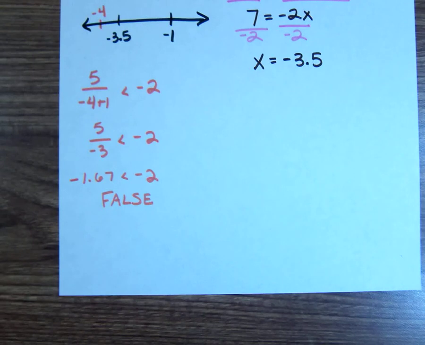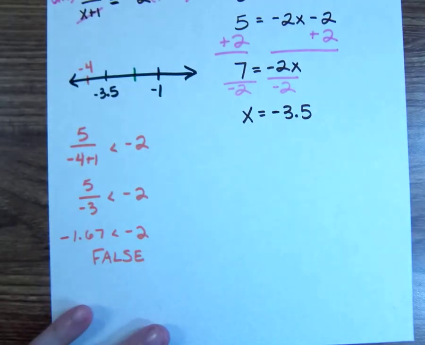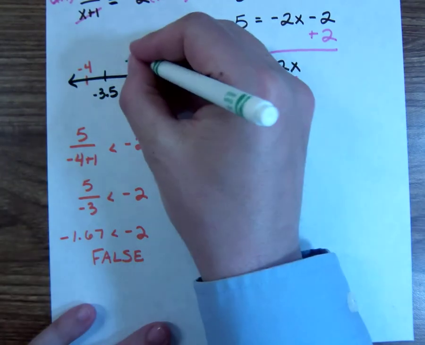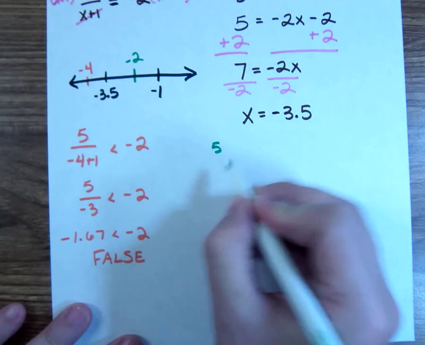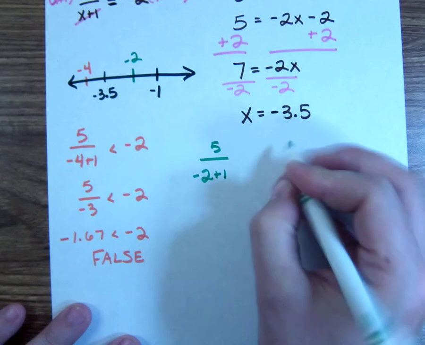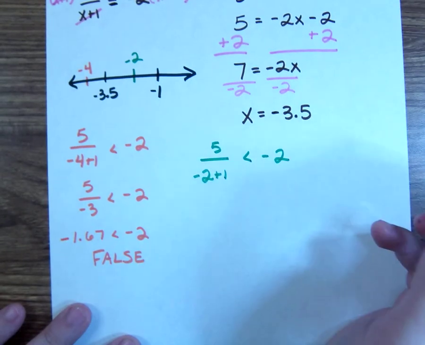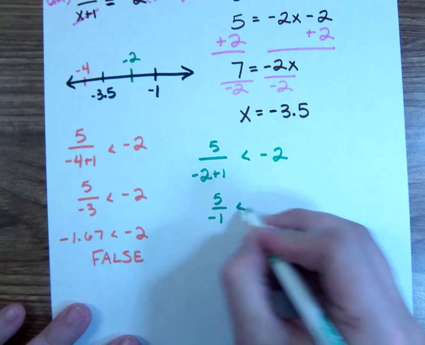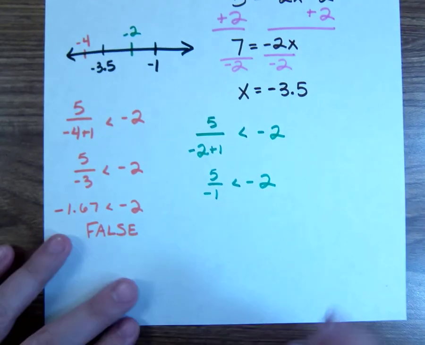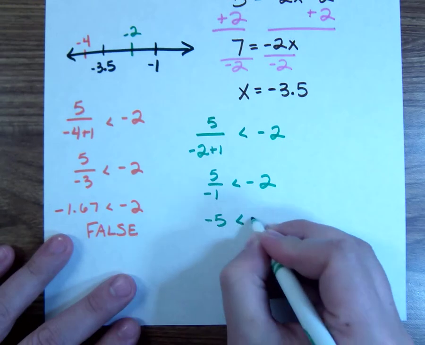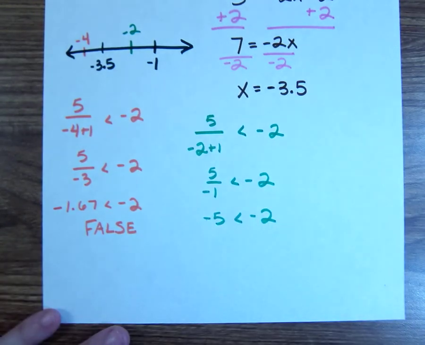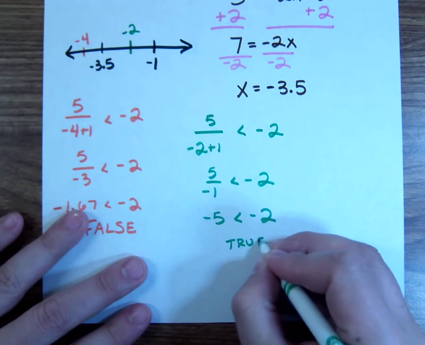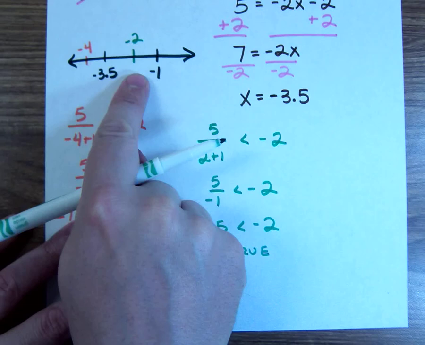Good. All right. Let's pick one in between negative 3.5 and negative 1. How about negative 2? That sounds good. So we'll do 5 over negative 2 plus 1 is less than negative 2. So that's 5 over negative 1 less than negative 2. And 5 divided by negative 1 is negative 5. That's true. Good. So this section in the middle is going to be part of my solution.